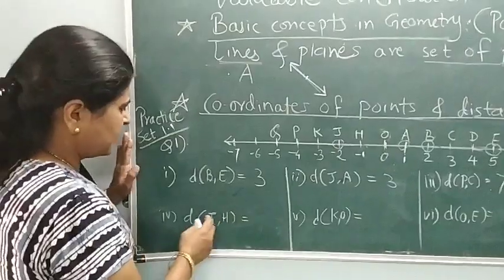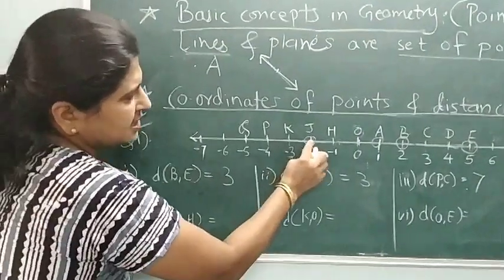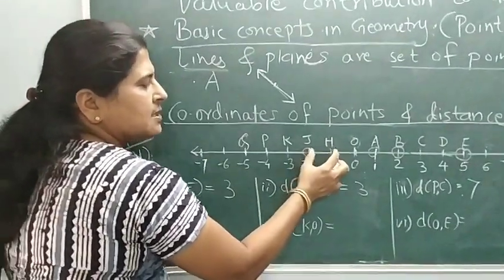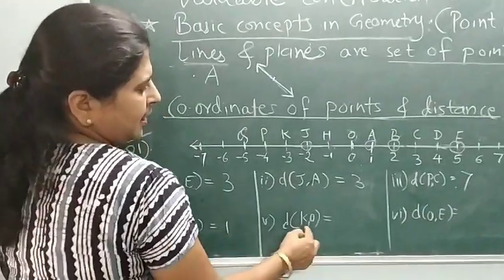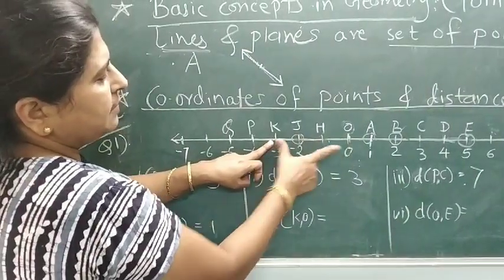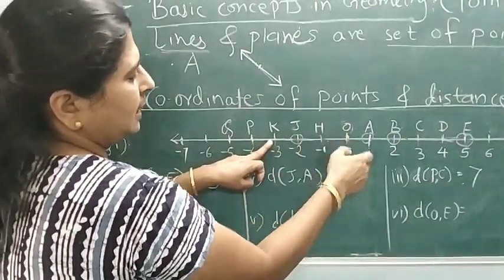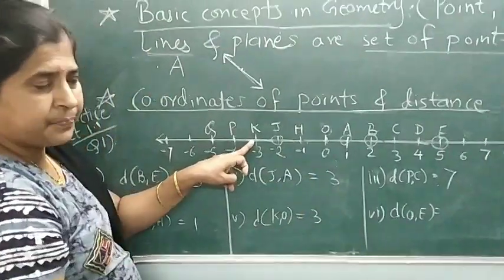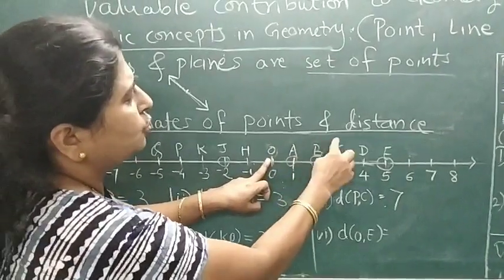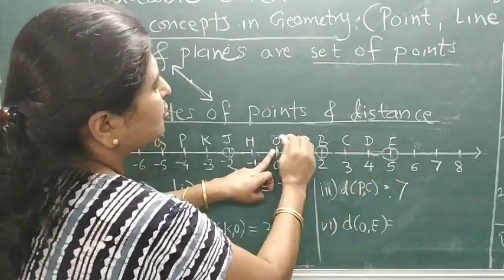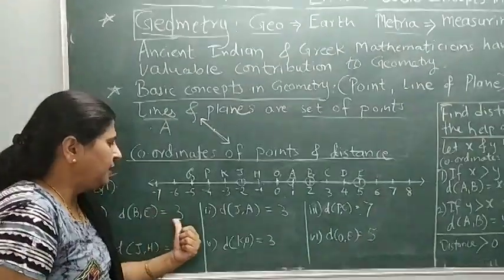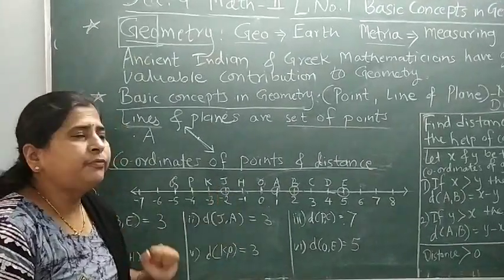Okay. Now what is the distance between J and H? Where is J? This is J and where is H? Yeah, they are adjacent points beside each other. So the distance between them is 1 unit. K and O. K is here and O is the origin. From the origin, this is minus 3, means we have 3 distance. 1, 2, 3, like this we can say. This distance is 3. Okay. And what is the distance between O and E? O and 1, 2, 3, 4, 5. Go till E. So this distance is 5. So this way, by just observation, we can find the distance between 2 points with the help of the number line.